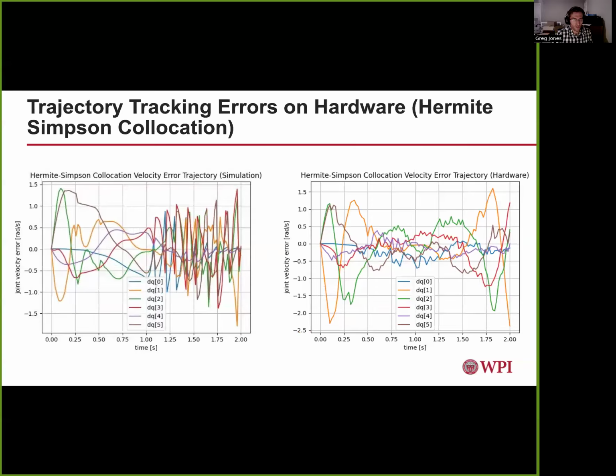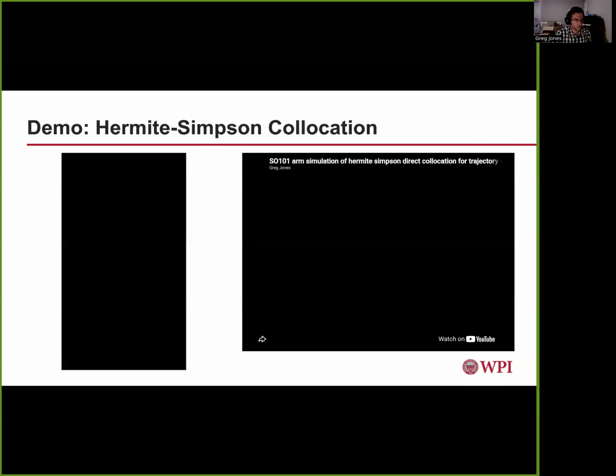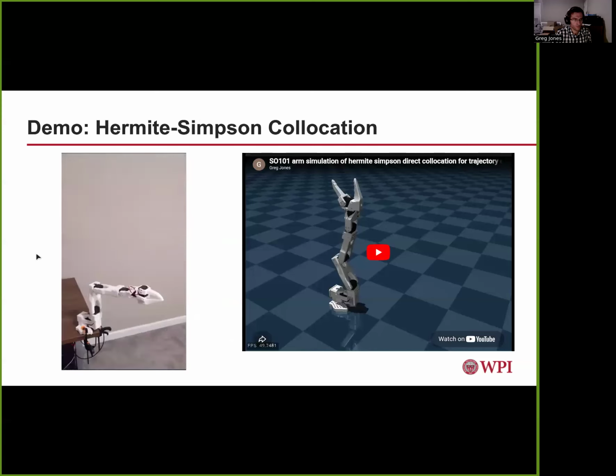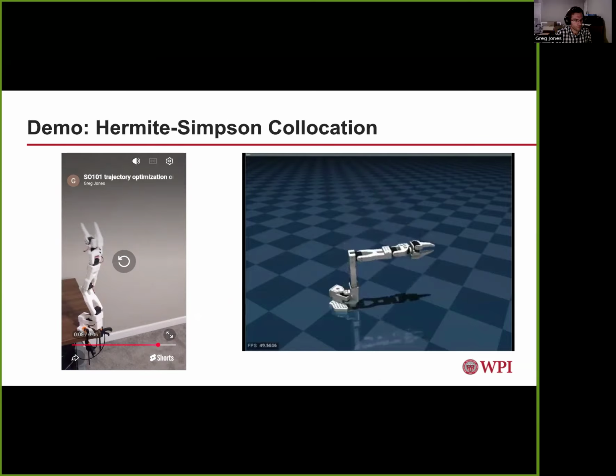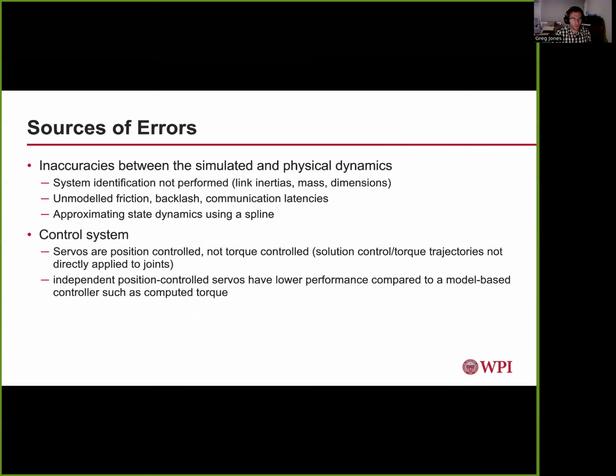And then these are again with a minor error, but this is focusing just on the velocity errors. And again, these are kind of similar between simulation and hardware. So demo-wise, the motion looks quite similar. So it lifts up like that. Also in the simulation, similar motion there.